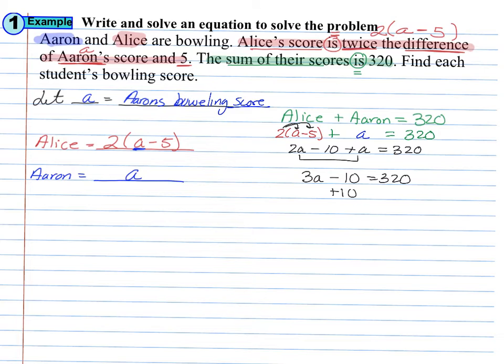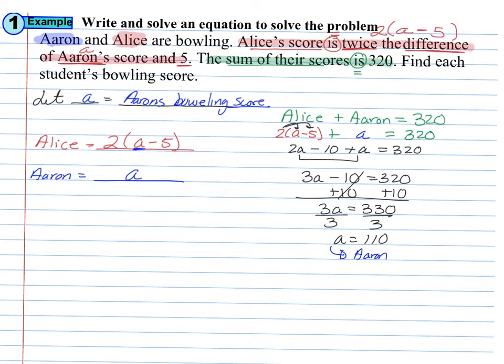I'm going to add the 10 to both sides. And I'm going to have 3A is equal to 330. Divide both sides by 3, and I'm going to get A is 110. This means this is going to be Aaron's score. But I still need to figure out Alice's score. There's 2 things I could do. I could get this 110 and plug it in here and figure it out.